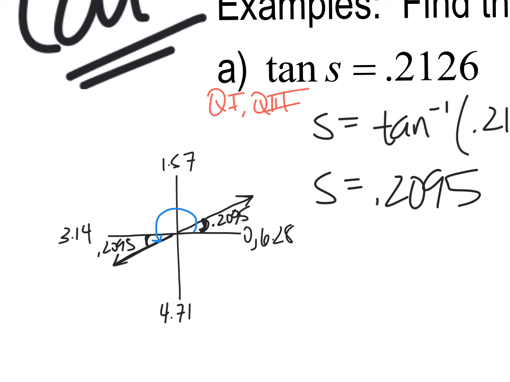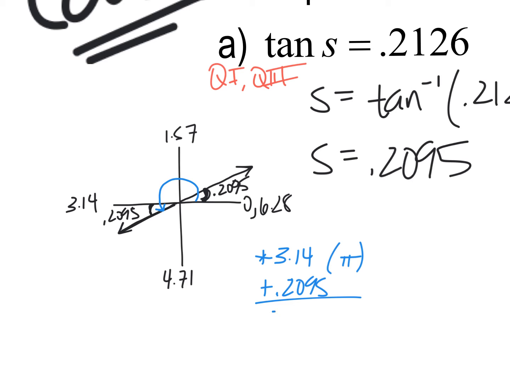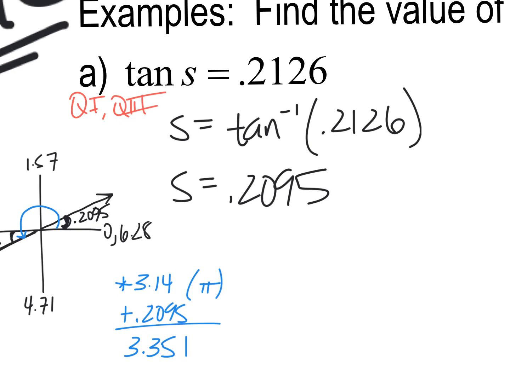So I'll do it off to the side just so you can make a little note about it, but I'm doing 3.14, or pi if you just want to use the pi button in the calculator, and I'm adding that reference angle of 0.2095 radians, and that is going to give me my second answer, which is 3.351. So I have two different answers over here, 0.2095 and 3.351.